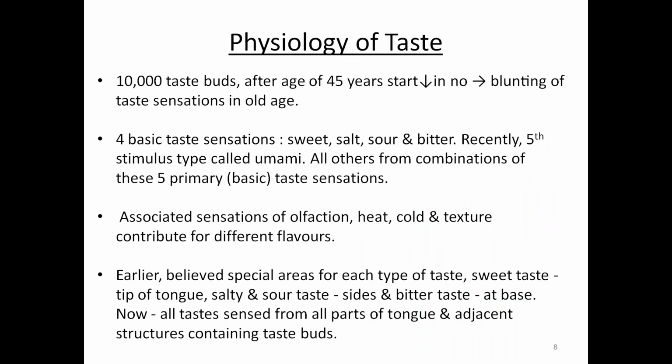So let's learn some more about the physiology of taste. Now there are 10,000 taste buds which after the age of 45 years start declining in number, and that leads to blunting of taste sensation in old age. Now conventionally 4 basic types of taste sensations have been described, which you would have read about even at your school level. And we all know them to be sweet, salt, sour, and bitter. Now recently a 5th stimulus type called umami has been considered in the list of basic tastes.